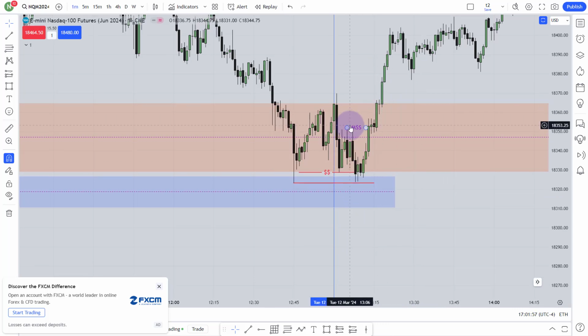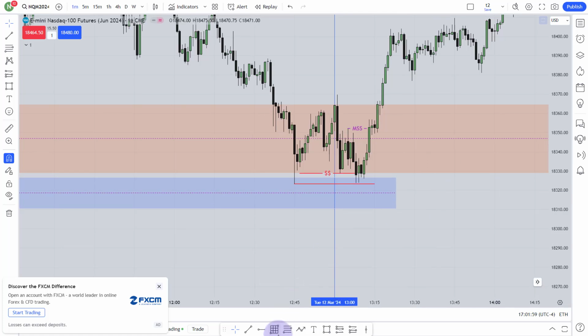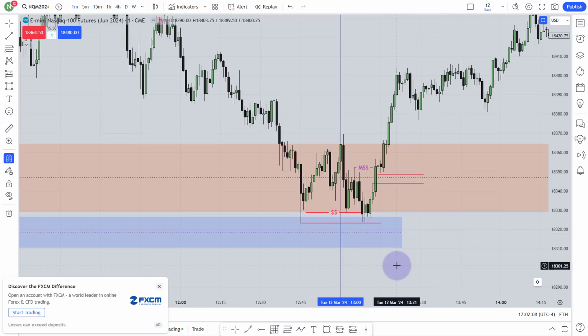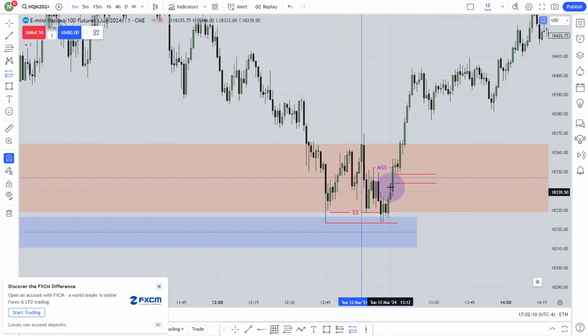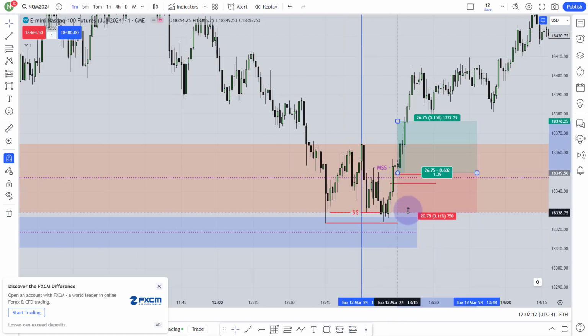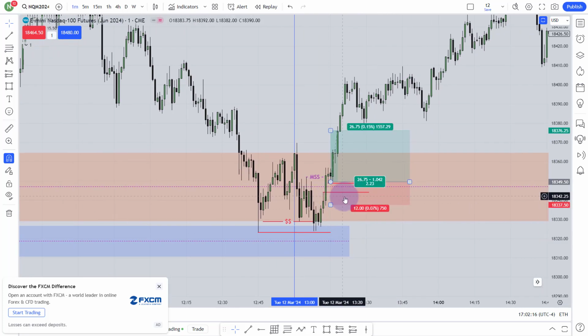Okay. So after shifting the market structure, where is your fair value gap? There is your fair value gap, just there. So you have to take your entry at that fair value gap. Over here you will take your entry and your stop loss will cover the low of that candle. I love to go that way.